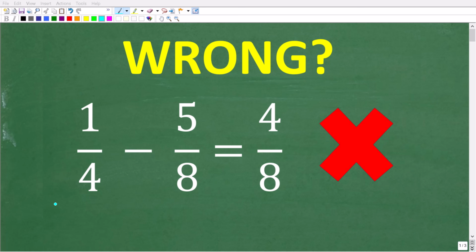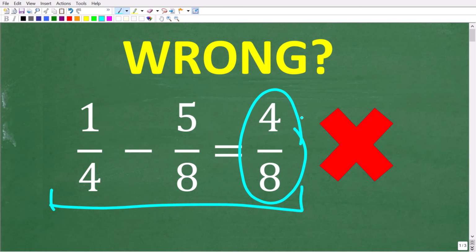This simple math problem is going to give a lot of people a tough time. Let's see if we can figure it out. So is 1/4 minus 5/8 equal to 4/8? Is this right or is this wrong? Now, if you think you know the answer, put that into the comment section.